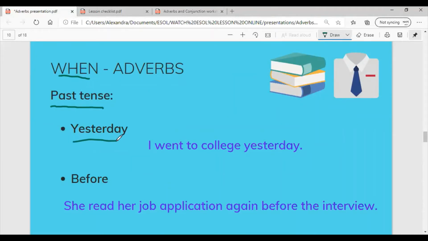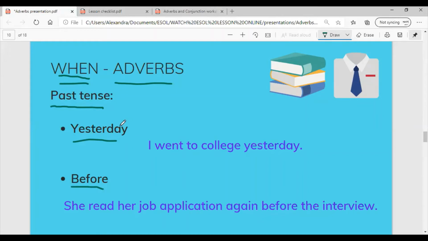Present tense would be now, so you would say I am now in an Esol class, and future tense would be next week I am going to go to the Esol class on Tuesday, so it would be in the future. We'll come to present tense and future tense in a moment, and we'll look at them in more depth in later sessions. But right now, when we are looking at when adverbs, so we're looking at when the action is taking place, the adverb can tell us how. So if we look at examples for past tense, we've got yesterday and before.